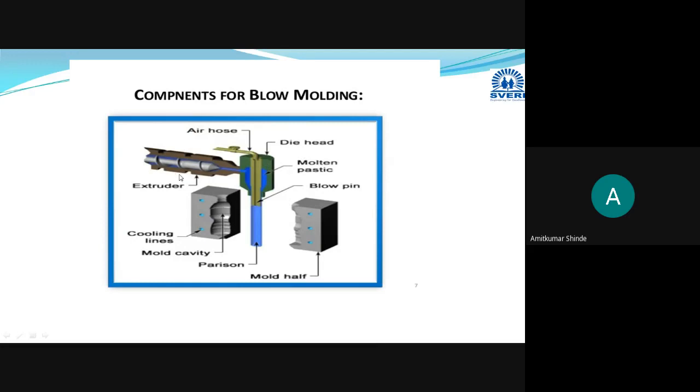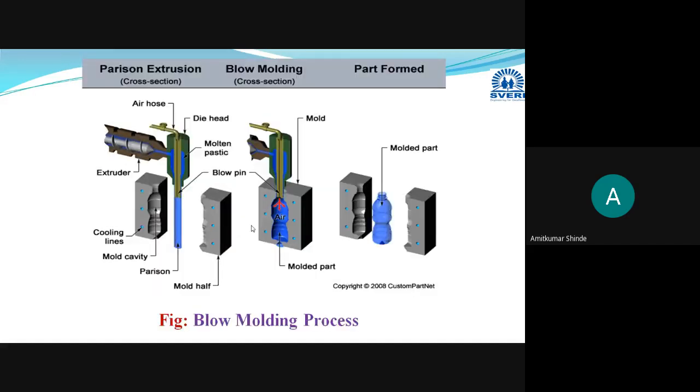Then one die head will be there, and to manufacture the parison, you can use different methods. Either you can go for the extrusion method, or the injection method, or the stretching method also. That we will discuss in the later half of this lecture. So these are the basic components.